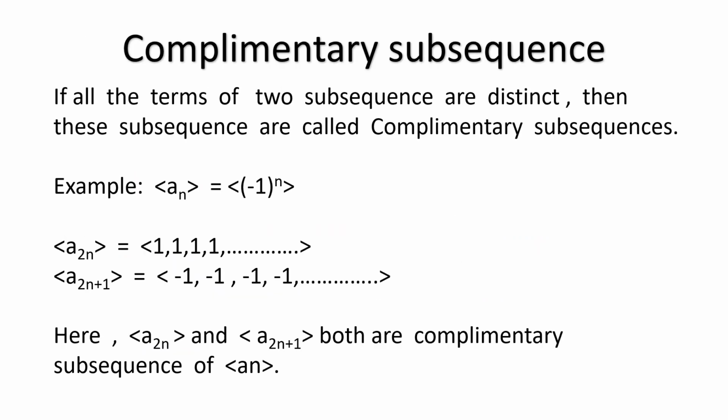Now let's discuss what a complementary subsequence is. If all the terms of two subsequences are distinct, then these subsequences are called complementary subsequences. Now let's take an example. The sequence {an} = {(-1)^n}. Here {a2n} is 1, 1, 1 and so on, and {a2n+1} is -1, -1, -1 and so on. Here {a2n} and {a2n+1} both are complementary subsequences of {an}.